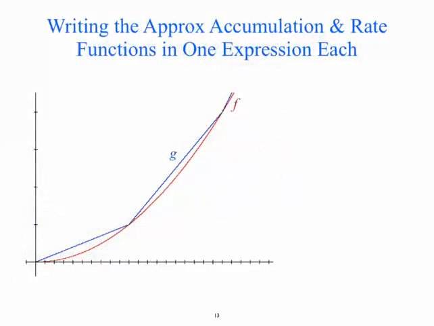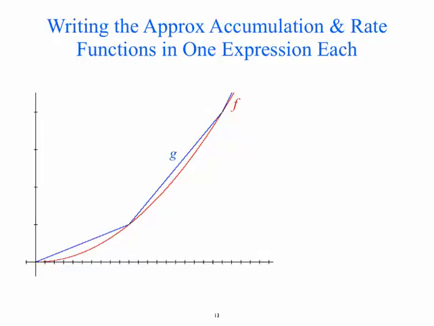So now what we want to do is the same thing with one expression. One expression for the rate, and one expression for the approximate accumulation. So I'm showing what looks like large intervals, but it's just arbitrary. We don't know what delta x is. Delta x could be anything here, but I'm showing just a couple of intervals so we can really see the difference between g and f.